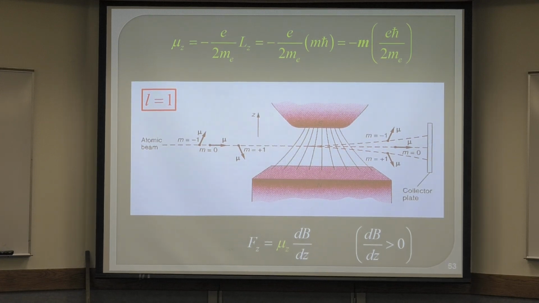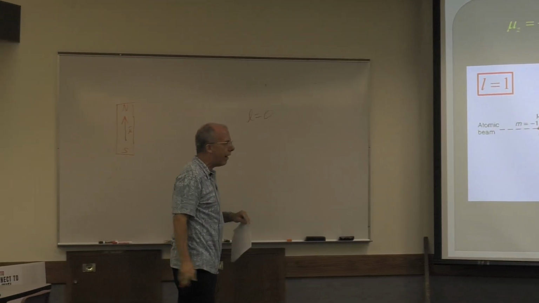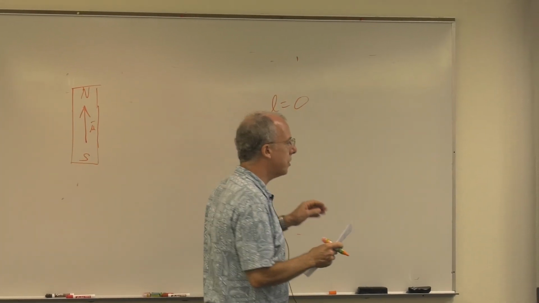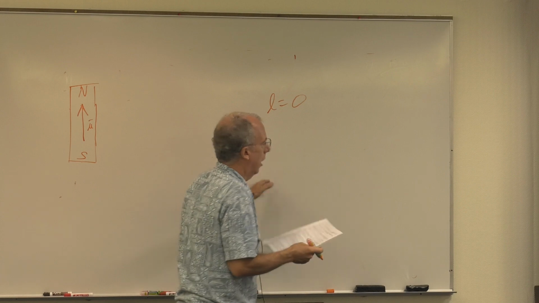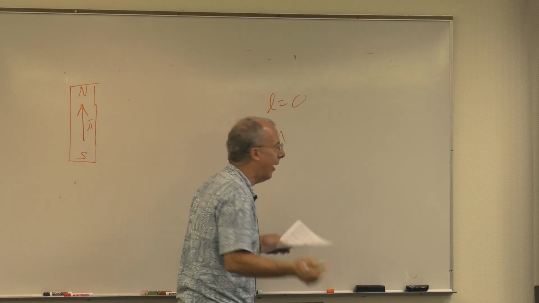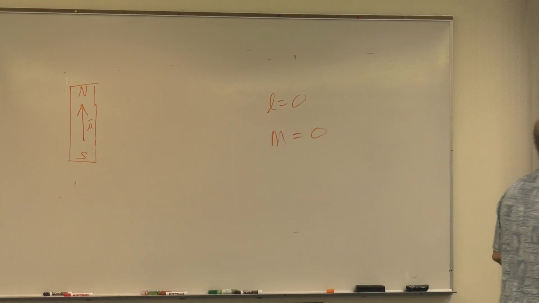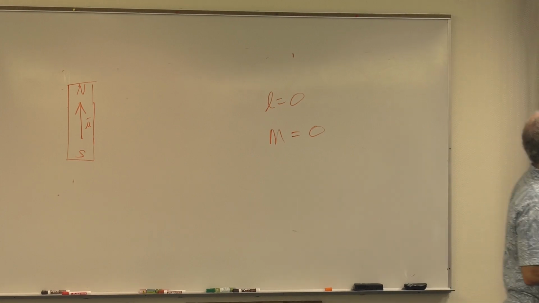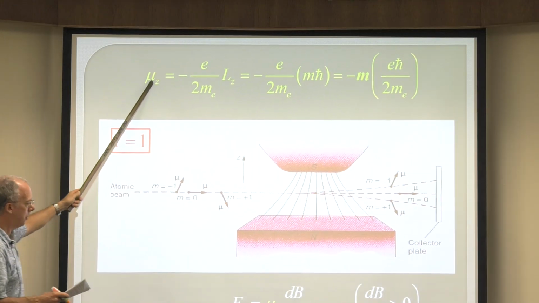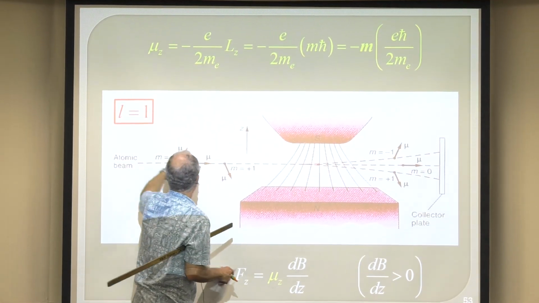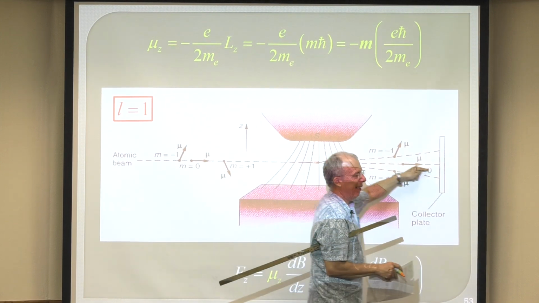Now let's do L equals 0. Let's say that the hydrogen is in a ground state, L equals 0. So what are the possible values of m? It goes from 0 to 0, so it's just 0. If m is 0, what's mu z? 0. So what's the force? 0. So what should the electron do in the L equals 0 state? It should just go straight.